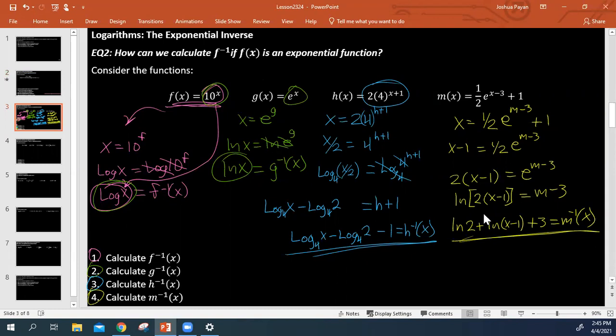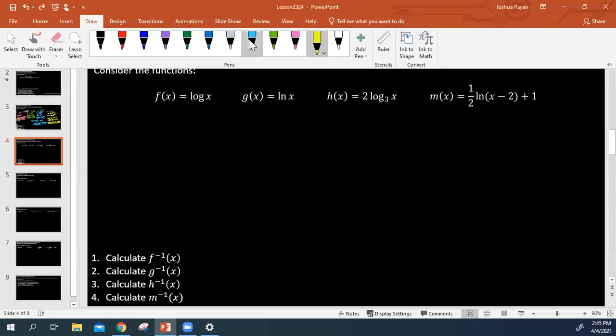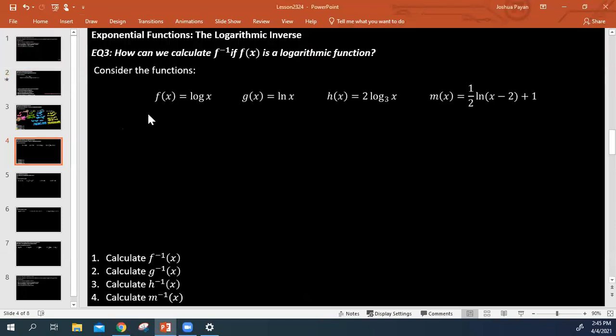And of course, I didn't have to do that last part. I'm just doing that to remind you that that is a thing. It does exist, right? Okay, so here we've got some other examples. And now we're going the other way, right? What if I want to find the inverse of a log function? So let's start with this first example.